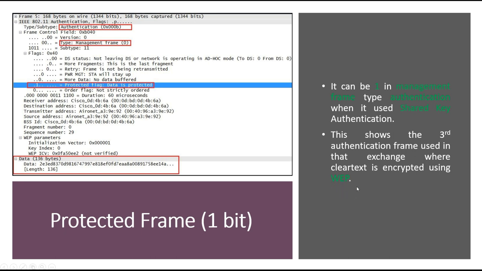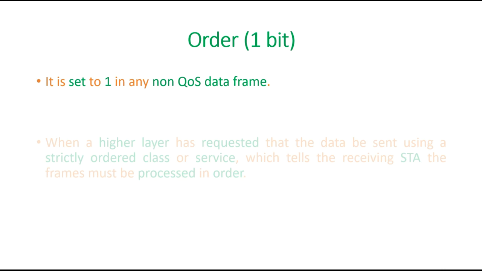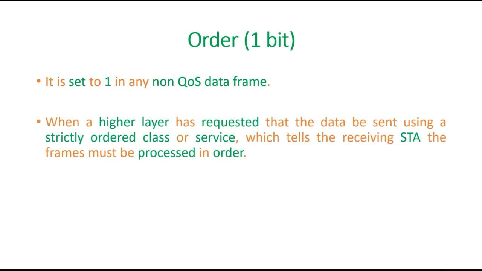If you want to know a little more about the WEP protocol, there is a video I uploaded, you can go through it. And the order bit is set to 1 in any non-QoS data frame. QoS means quality of service. When a higher layer has requested that the data be sent using a strictly ordered service class, which tells the receiving station the frames must be processed in order, only then is this bit set to 1, and it is set to 0 for all other frames.